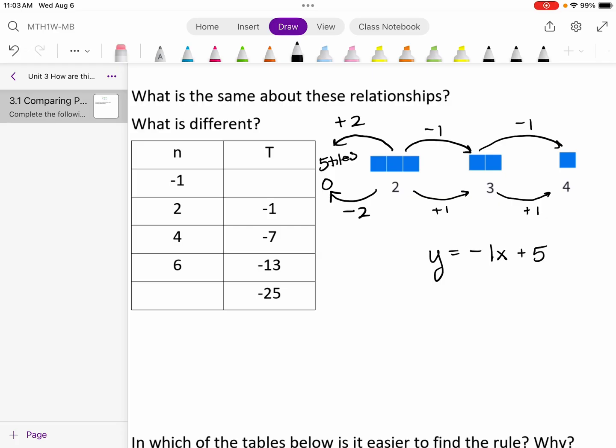Okay, and now moving on to my table. If I go from negative 1 to negative 7, I'm subtracting 6.